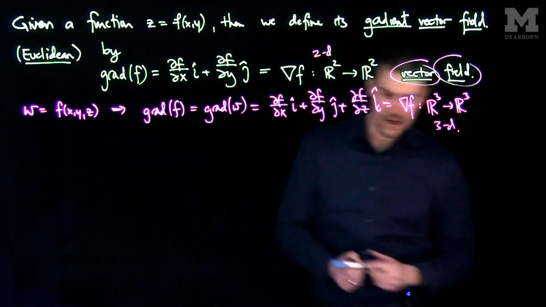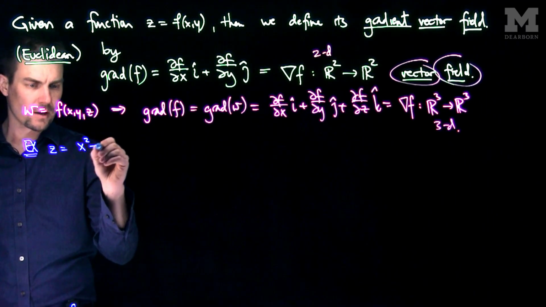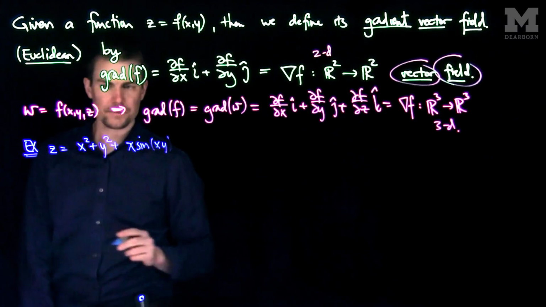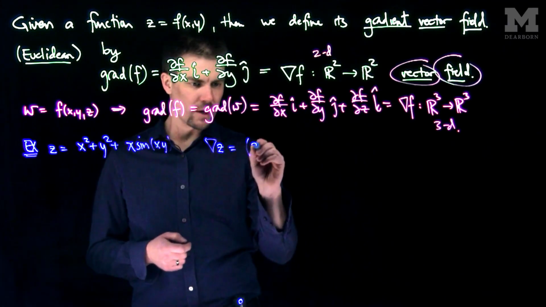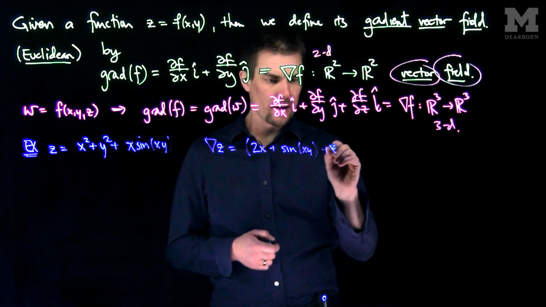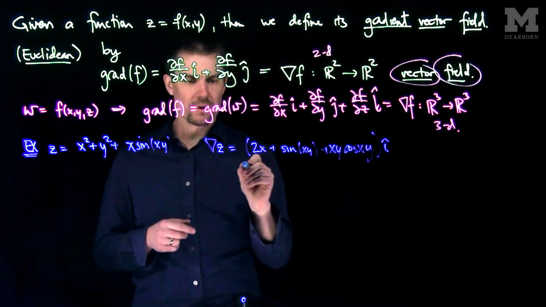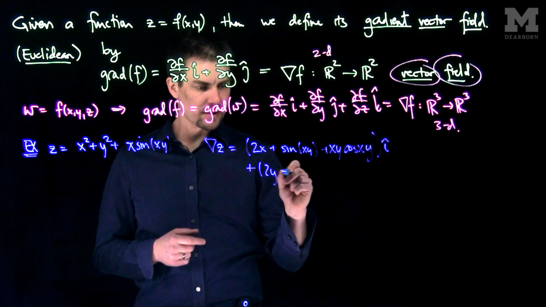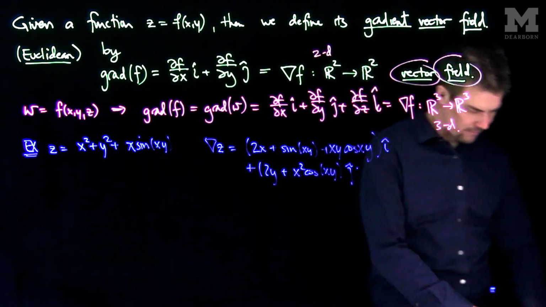So we can easily compute examples of gradients. For example, let's just do a calculational example. If I had z equal to x squared plus y squared plus x sine of x times y, then what would the gradient of z be? The gradient of z will be the x partial derivative, which would be 2x, and then we'll have a sine of xy, then a xy cosine of xy, i hat, and then we'll do the y derivative, so we'll have a plus 2y, and then we'll have a plus x squared cosine xy, j hat. And that is our gradient vector field for this variable z.